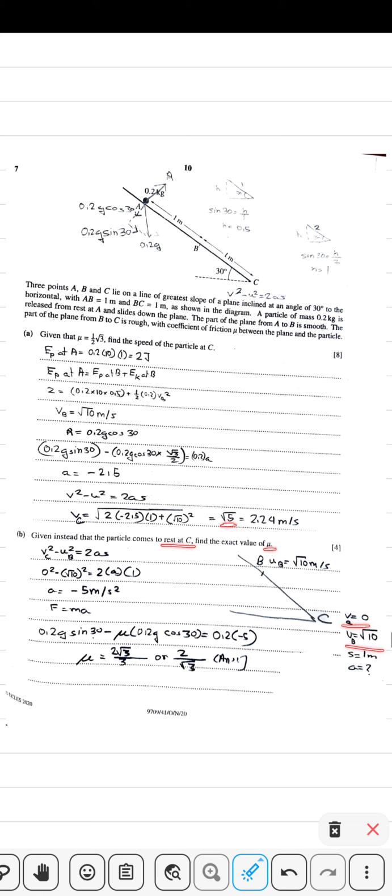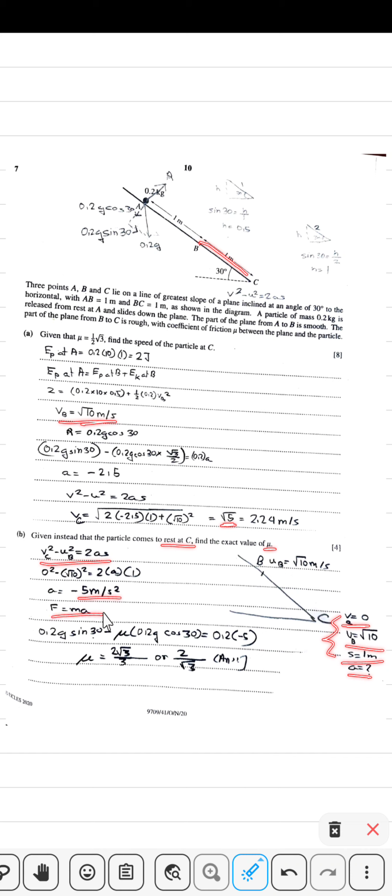We know that the speed at B is root 10, which we calculated earlier, and the distance from B to C is 1 meter. We already know these three values, and we just need the acceleration to find mu. Using v squared minus u squared equals 2as, with final velocity at C and initial velocity at B, the acceleration comes to negative 5 meters per second squared. Since it comes to rest, the velocity decreases, so the acceleration is negative.